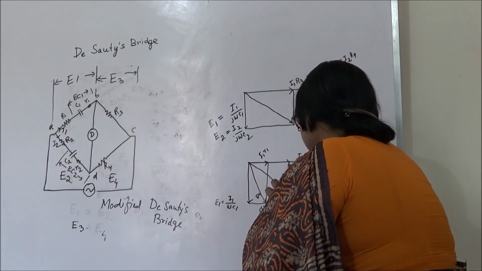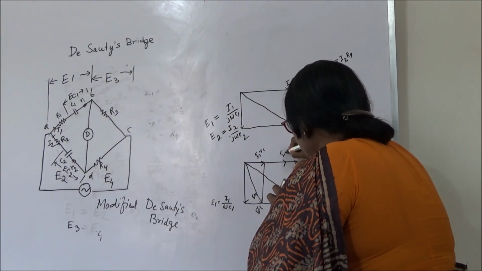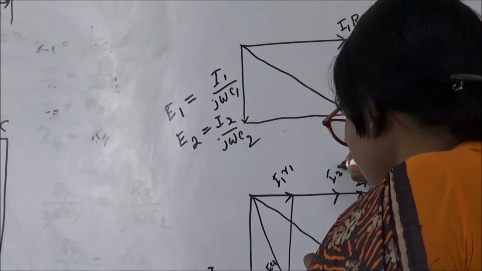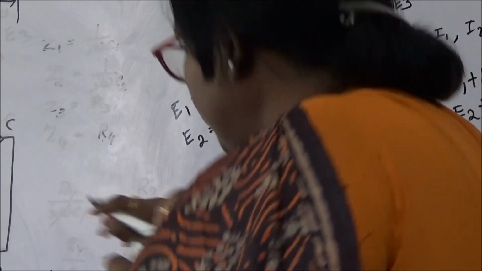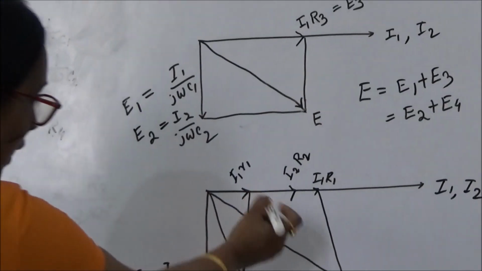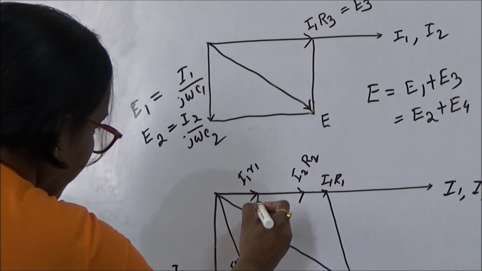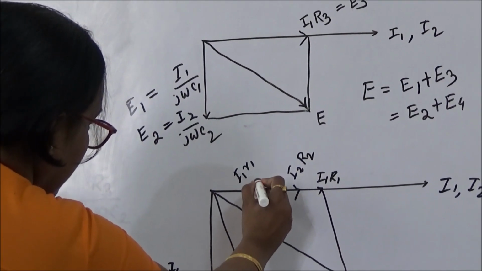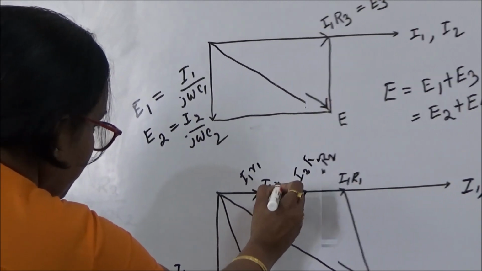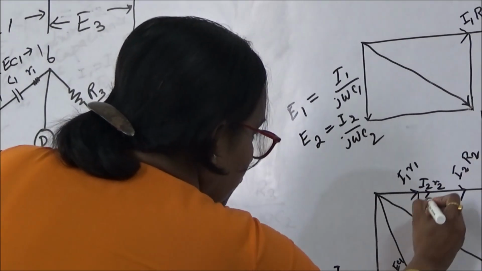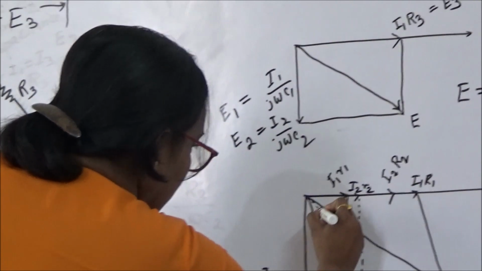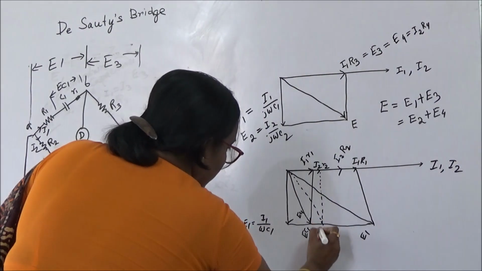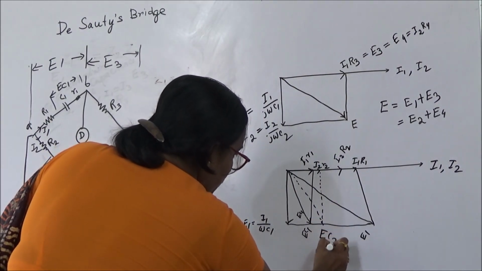So I am considering this portion is my I2 R2, that is dropped due to this. This is my I2 R2 and this is my I2 small r2. So accordingly I will draw this one and I will get the value of EC2.